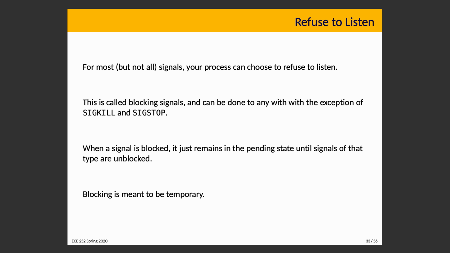So for most signals, you can just choose to refuse to listen. This is slightly different from ignoring them. In ignoring them, you receive the signal and you say, yes, I received your signal and I choose to take no action. But blocking is somewhat conceptually different. Blocking is that I'm not going to accept a signal right now, and it means that a signal that has been sent that is being blocked is just pending until such time as that signal is unblocked.